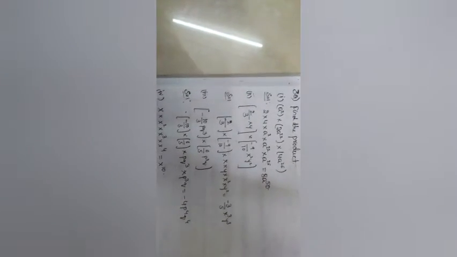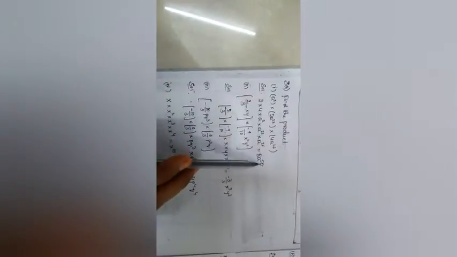See, the third question is also the same as product. Find the product. They have given a power square into 2 a power 22 into 4 a power 26. Take constant terms to one side, so 2 into 4, 2 into 4 is 8. All the bases are equal, so the powers should be added. So a power 2 plus 22 plus 26, how much? 50.